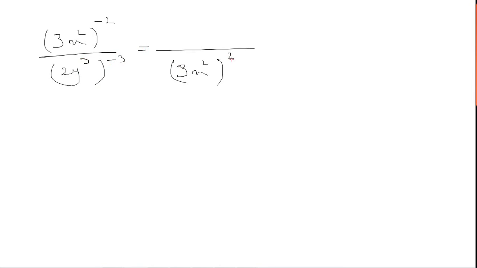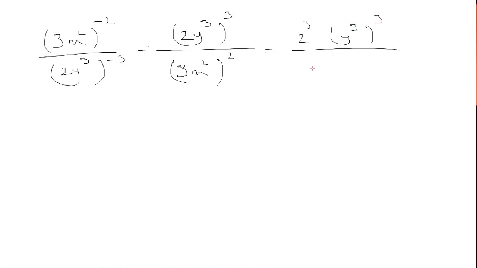So -2 becomes 2. And I move this base here to the numerator and I negate this power. Okay, next step. I have to raise 2 to the power of 3 and also y to the power of 3 to the power of 3. So this is 2 to the power of 3 and then y to the power of 3 to the power of 3.